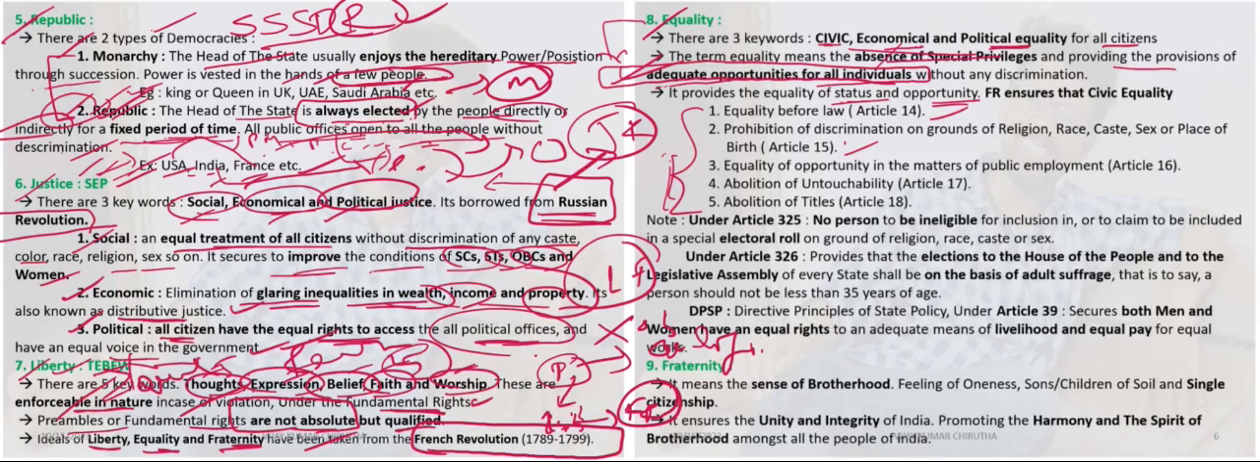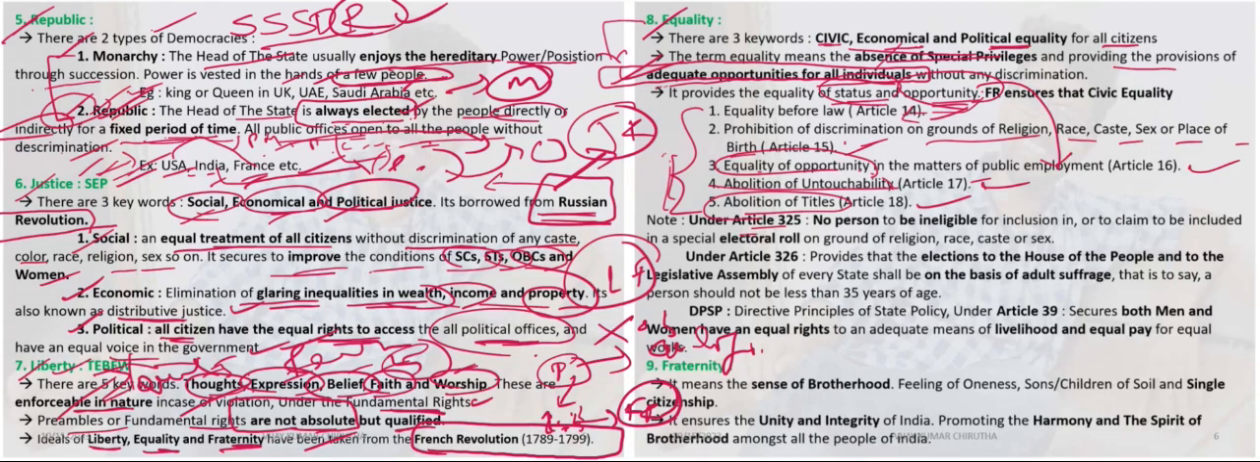Article 15 deals with the prohibition of discrimination on grounds of religion, race, caste, sex and place of birth. Article 16 deals with equality of opportunity. Article 17 deals with the abolition of untouchability. Article 18 deals with the abolition of titles. These are all giving equal status and equal opportunities. Article 16 directly deals with equal opportunities for all citizens. And Article 14 also says about equal status for all people. And Articles 15 and 17 say that without any discrimination, equal opportunities are to be provided.